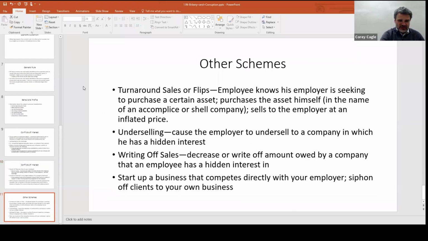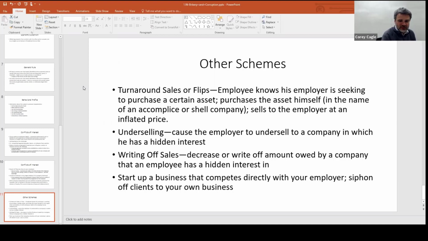Other schemes, just little definitional type things that may or may not show up. Turnaround sales or flips. An employee knows that the employer is looking to buy something, so the employee buys it himself in the name of an accomplice or in the name of a shell company and then sells to the employer at an inflated price. That's exactly what that $1 million person was doing, right? Except they were doing it on an ongoing basis. Underselling, you cause your company to undersell to your own company that you have an interest in. So you're kind of making transactions work out to the company's detriment, but in your favor.